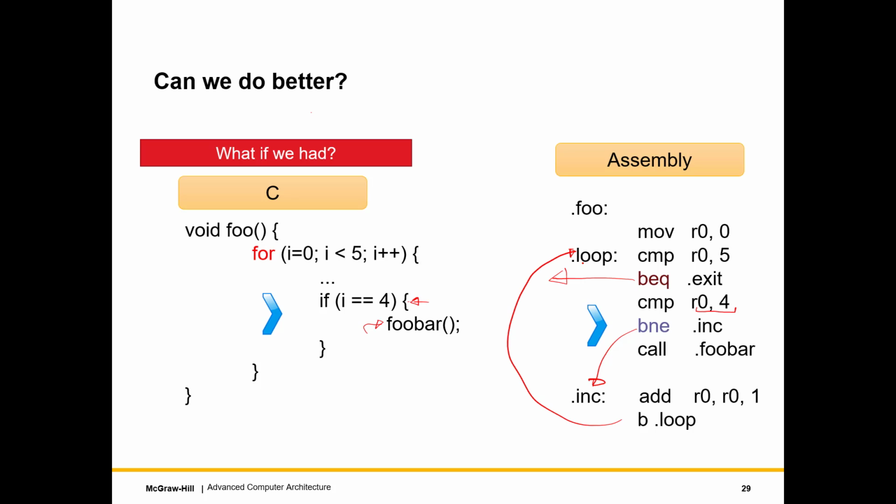The interesting case happens in the last iteration when we compare R0 with 4 and the comparison results in an equality, which means that we call the function foo bar, and then after calling the function we return and we increment the loop index, which is R0, and go back to the loop. So in this case, we still confine our attention to this branch and we try to reduce the error to 0%. How do we do that? Well, we have a solution.